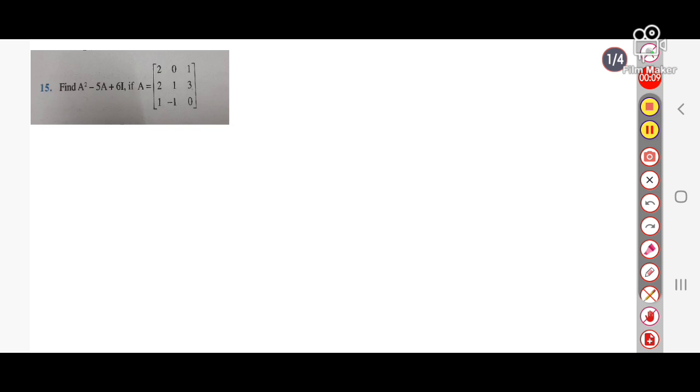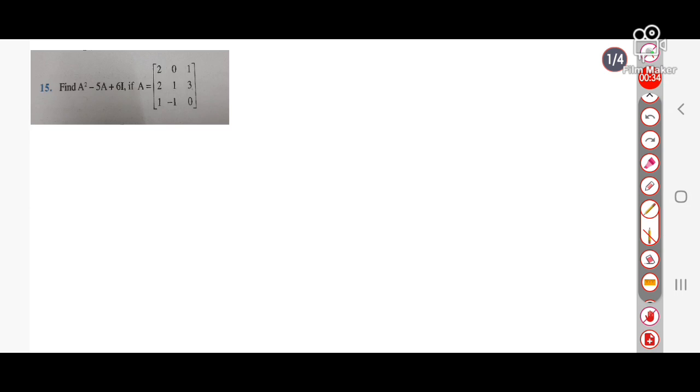So I am representing each and every sum on one page, which is very easy, so that it gives me more space on the whiteboard. So the 15th sum is: find A squared minus 5A plus 6I, if A equals the given matrix. So we just need to find the value of the given expression.